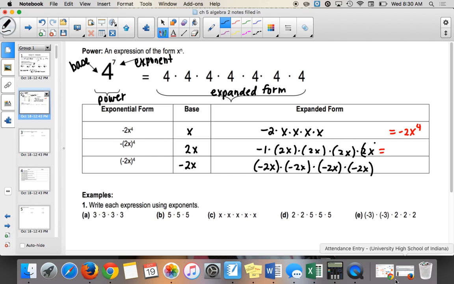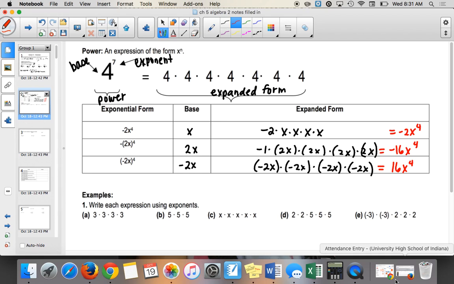This one would be 2x times 2x times 2x times 2x would be 16x to the fourth, but then I have the negative out front, right? So this one is going to be negative 16x to the fourth. And how about the last one? What do we think that one's going to be? Negative 2 times negative 2 times negative 2 times negative 2. Positive 16, yep, and then x to the fourth. So see how they're all different. So it matters what's being raised to a power.